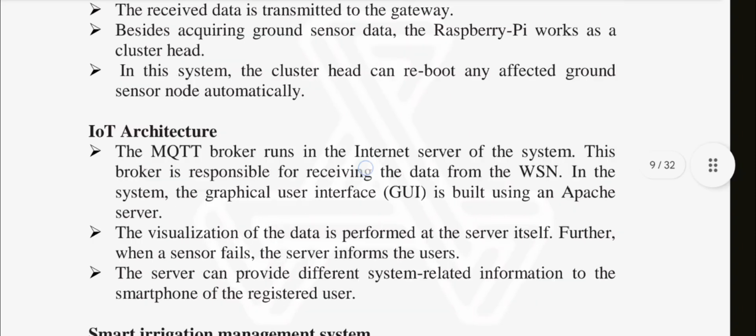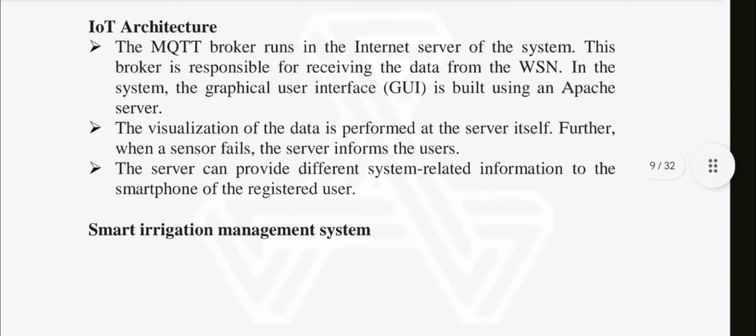IoT architecture. The MQTT broker runs in the internet server of the system. This broker is responsible for receiving the data from the WSN. In the system, the graphical user interface (GUI) is built using an Apache server. The visualization of the data is performed at the server itself. Further, when a sensor fails, the server informs the users. The server can provide different system related information to the smartphone of the registered user.